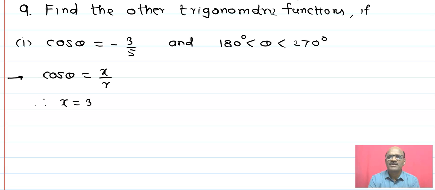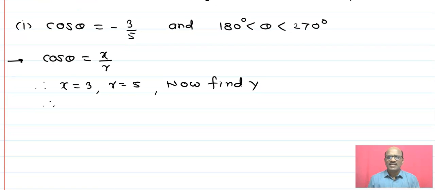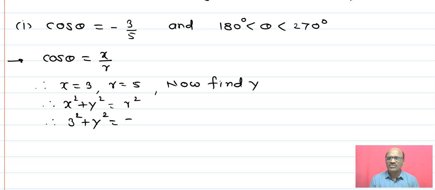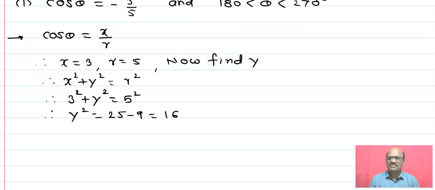Find the other trigonometric functions if cos theta is equal to minus 3 by 5 and theta lies in the third quadrant. Now see this. The definition of cos theta is x upon r. Here x is equal to 3 and r is equal to 5. Next, my job is to find the value of y. That y comes to 16 and y is equal to plus or minus 4.